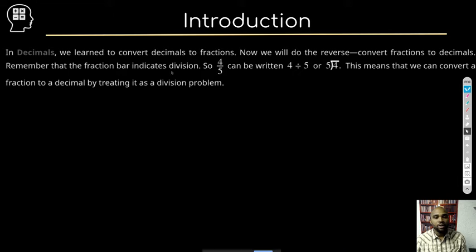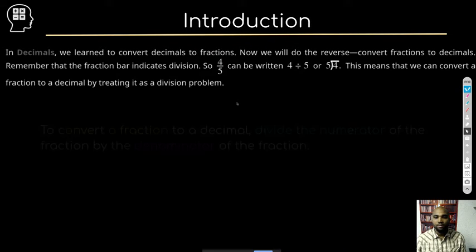Remember that the fraction bar, this bar right here, indicates division. So 4/5 can be written or spoken as 4 divided by 5, or set up this way, which is the same thing. So this should give you a clue what we're going to be doing, because this is a fraction. However, when I set it up like this, you know it's going to give me an actual number, particularly a decimal. This means we can convert a fraction to a decimal by treating it as a division problem.